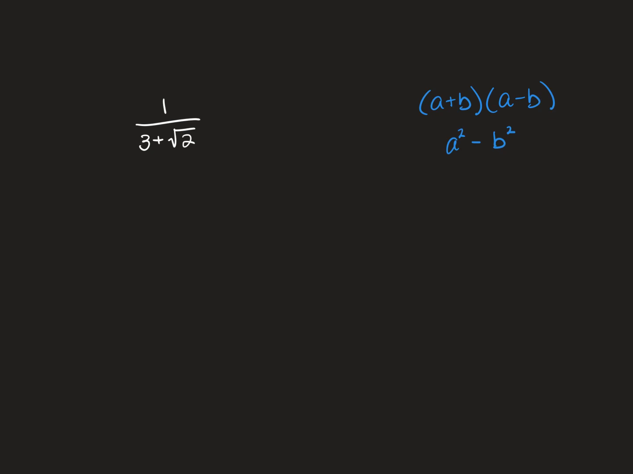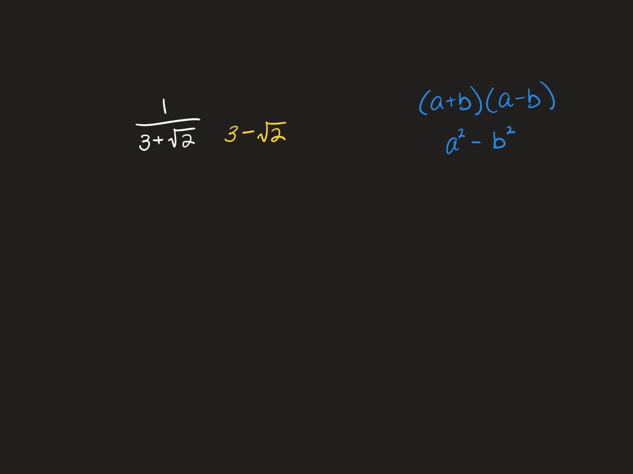So looking at this, the conjugate, we're just going to flip the sign. It's going to be 3 minus square root of 2. Only thing that has changed is that this plus is now a minus. Never change the sign in the front. Okay, that's not what we're doing. We're only flipping this sign here in the middle.